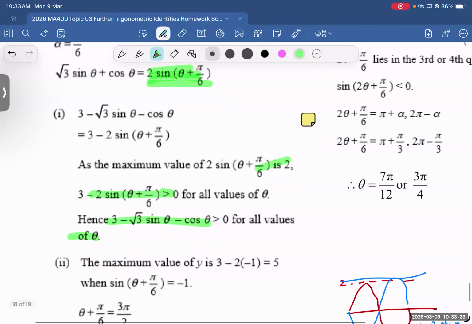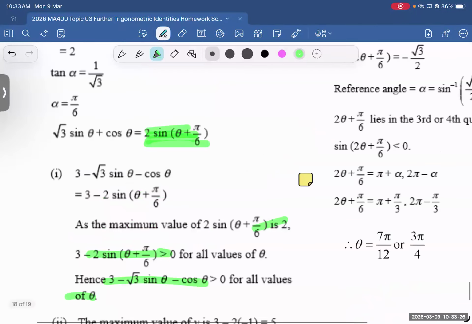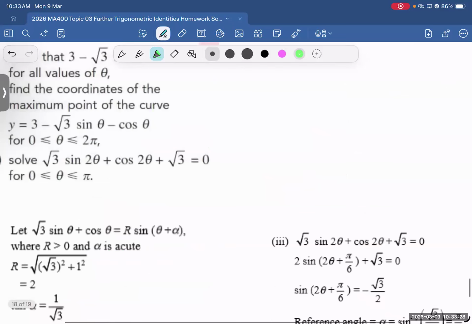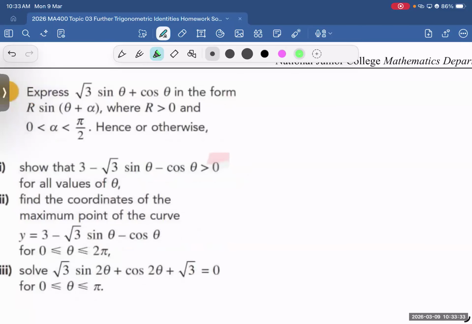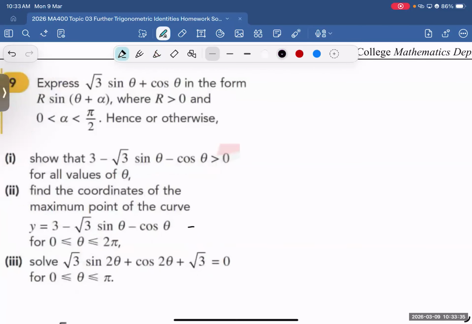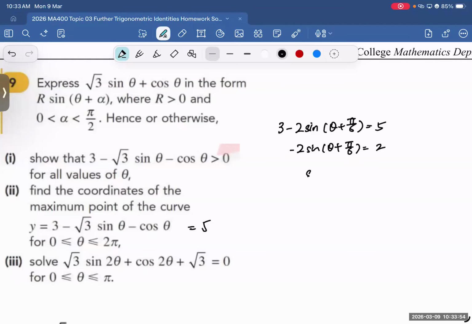Okay, so if you see this graph, what's the question? The question is, when is it going to be the maximum point? What would the y value be? Let me guess, 5, right? It must be equal to 5. So if I equate this to 5, that means 3 minus 2 sine(theta plus pi over 6) is equal to 5. That means negative 2 sine(theta plus pi over 6) equals 2. That means sine(theta plus pi over 6) must equal negative 1. You understand?